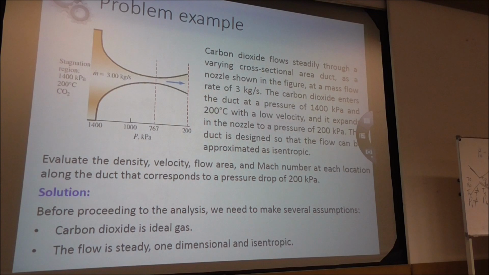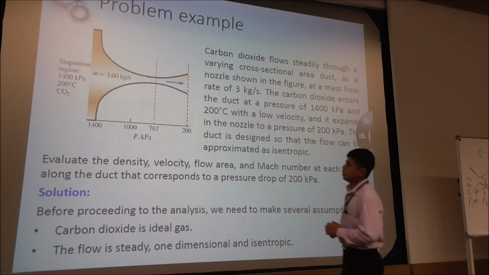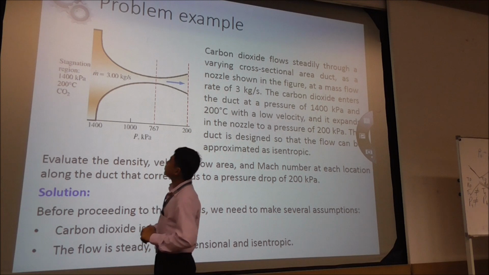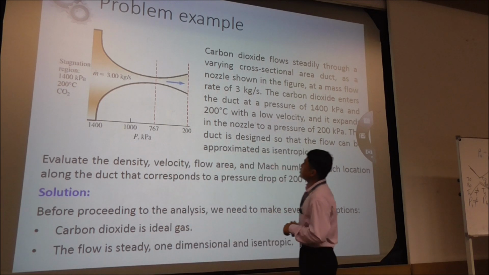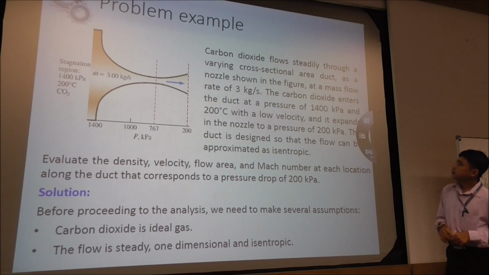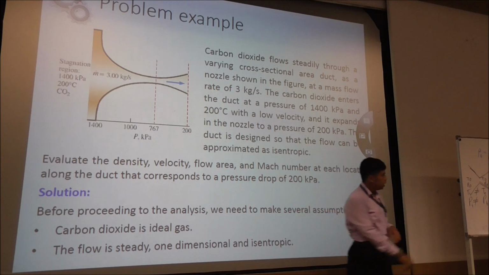Okay, let's take a look at this one easily. You have a flow of carbon dioxide inside a nozzle. The stagnation properties at the inlet are 1400 kilopascal and 200 degrees C. Why do we call it the stagnation properties? Because it has a very low velocity.